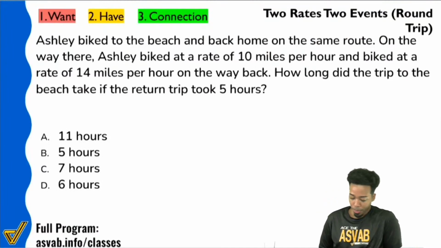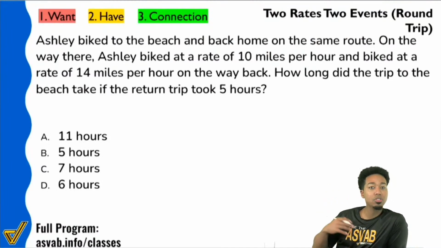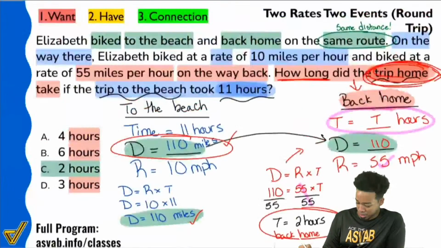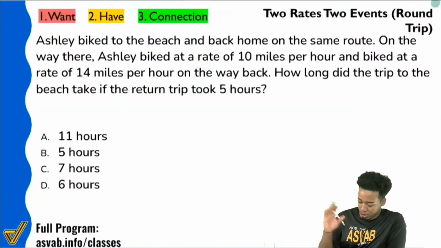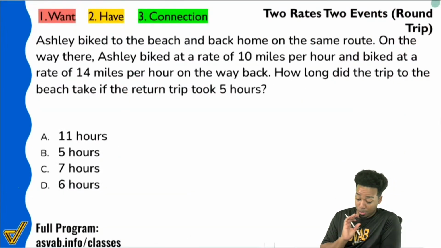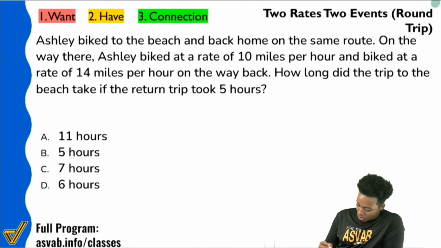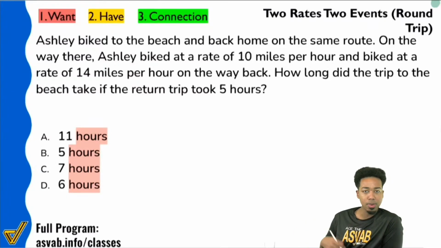So same kind of words, the numbers have been changed, the names have been changed, and we might be asking for something different here. We're still asking for hours, but it could be something different. It could be to the beach, could be back home. We don't know. So you have to pay attention. Everybody, tell me, we're looking for hours here, but is that going to be the hours for what? To the beach or back home?